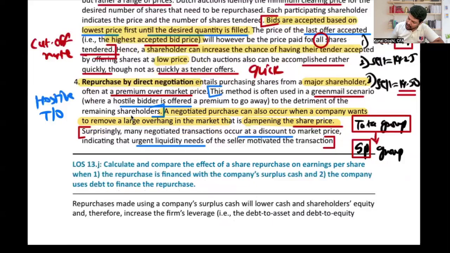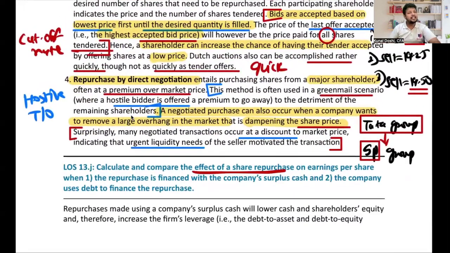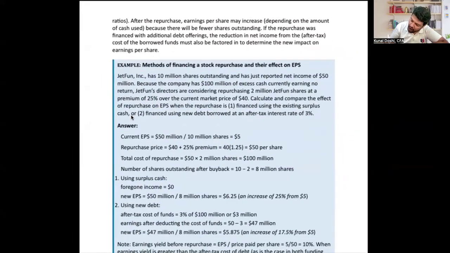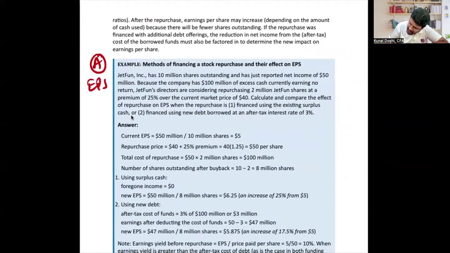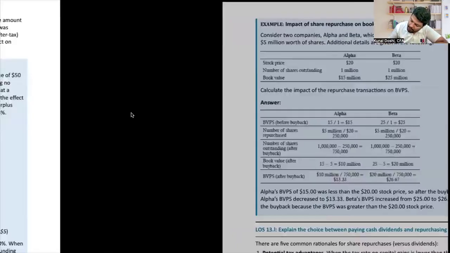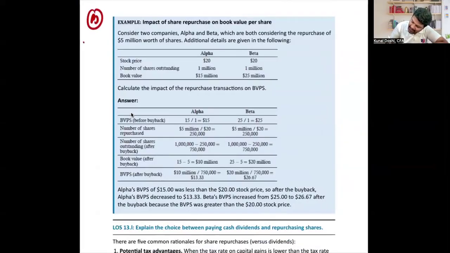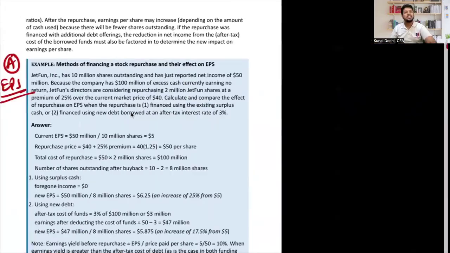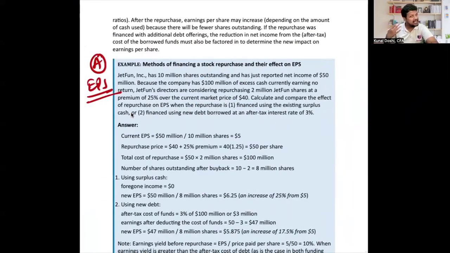Okay. Now we are going to understand the effect of buyback. First, we will understand the effect of buyback on EPS. And then, very interestingly, we will understand the effect of buyback on book value per share. So first EPS, and second we will discuss the impact on book value per share. Earnings per share and book value per share have a very high chance of being asked in the exam from this very short, sweet topic of corporate issuers. Okay, very easy also.